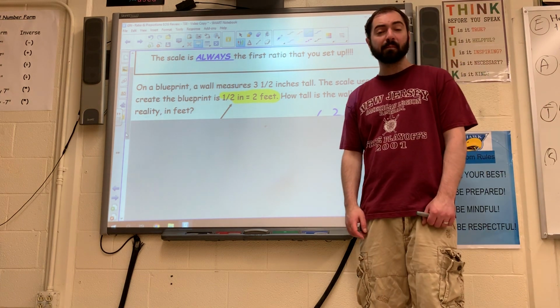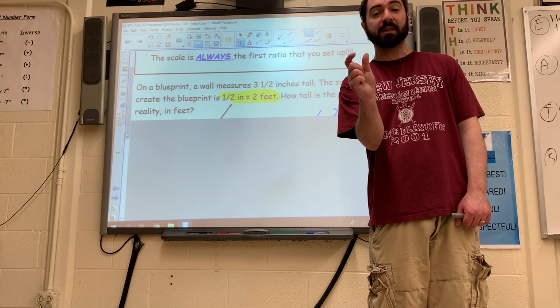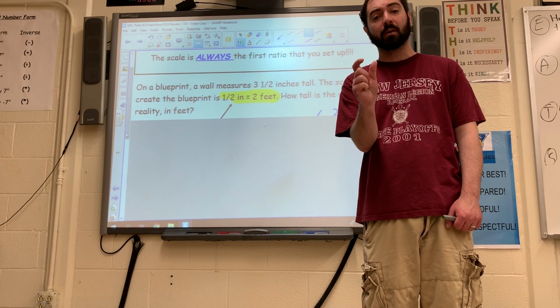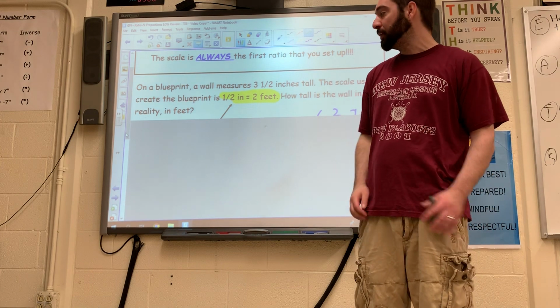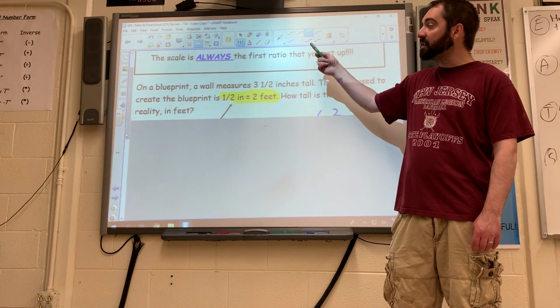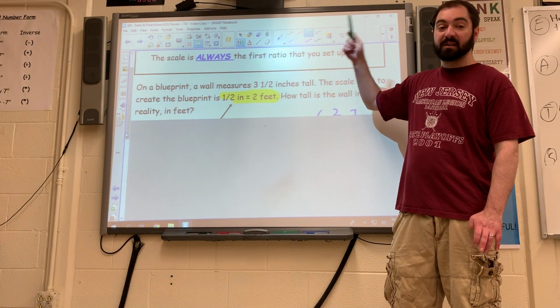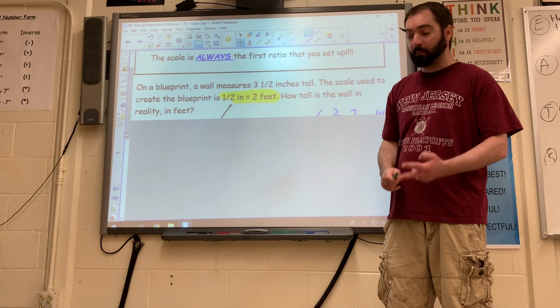Again, these problems are basically saying something worth this much on a piece of paper that represents a model or a blueprint or a map is really this much in real life. So we're comparing 2 different units of measurement, inches and feet. You always start with the scale as your ratio. It's your ticket, it's your given numbers to stack.